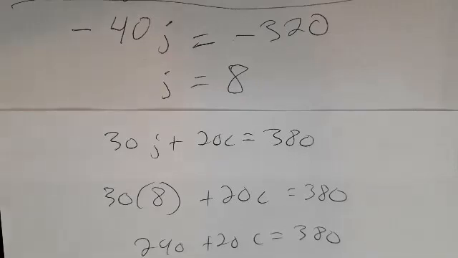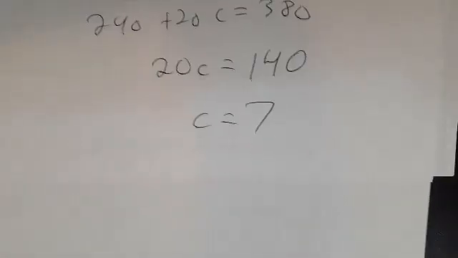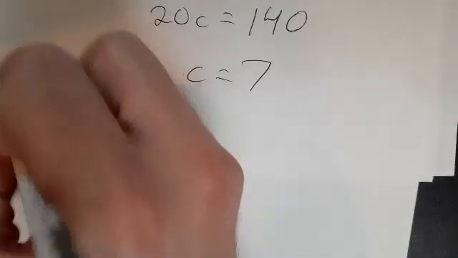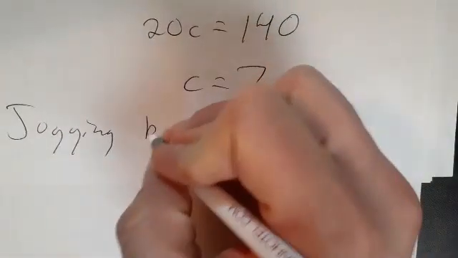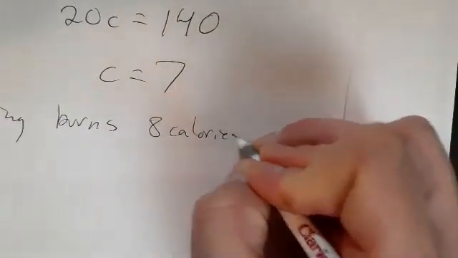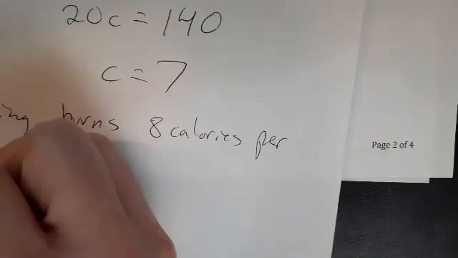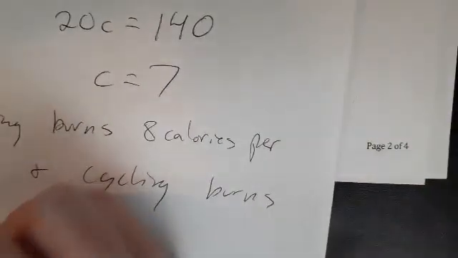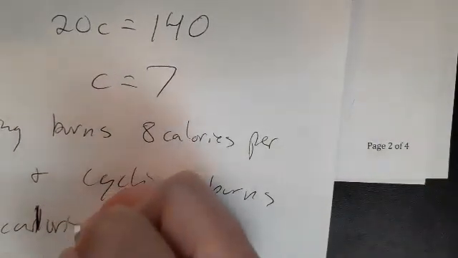Okay, so now I want to go back and figure out what I'm doing. So the question was how many calories were burned for each minute of cycling and how many calories were burned for each minute of jogging. And so if we look at this, J is 8, C is 7. If someone asked you that question and you answered them with J equals 8, C equals 7, they would probably look at you a little strange. So answer it in some English. Jogging burns 8 calories per minute, and cycling burns 7 calories per minute.